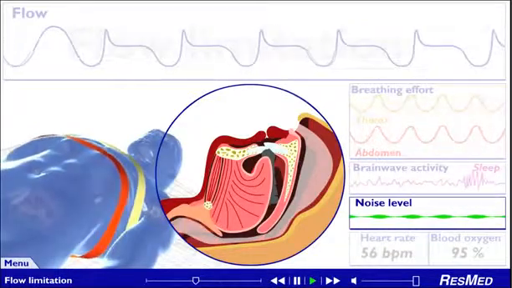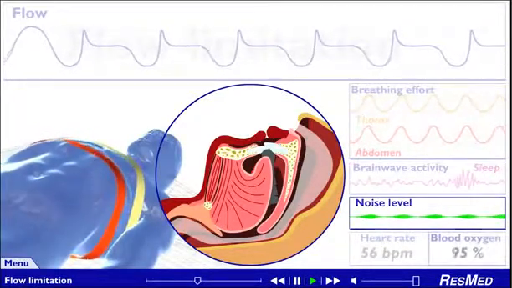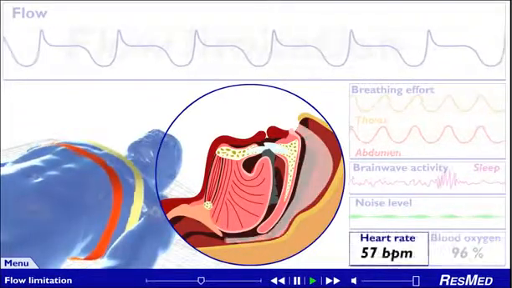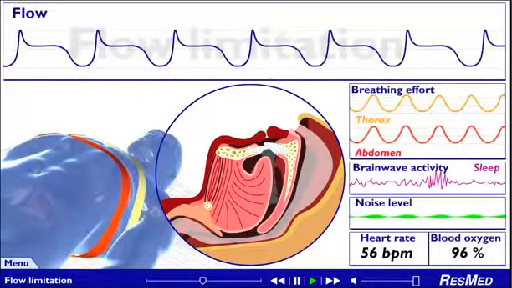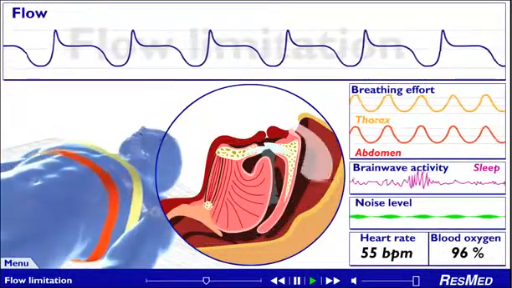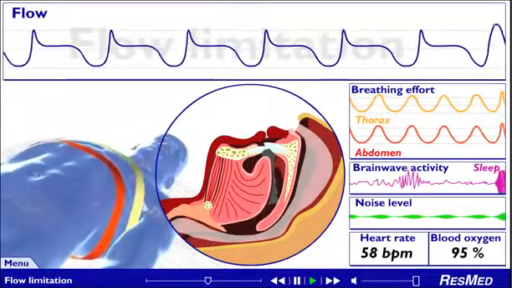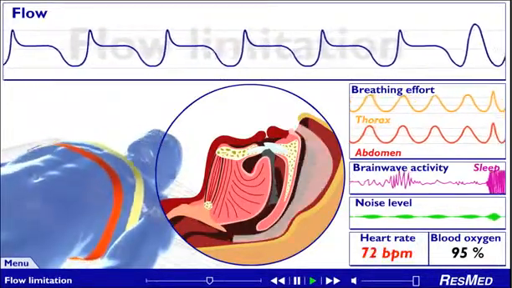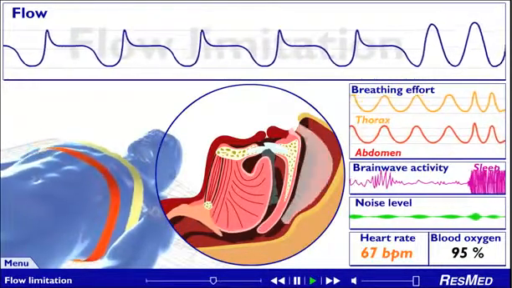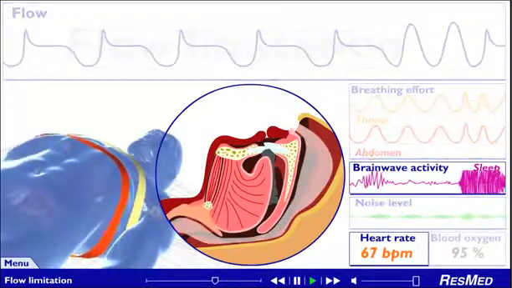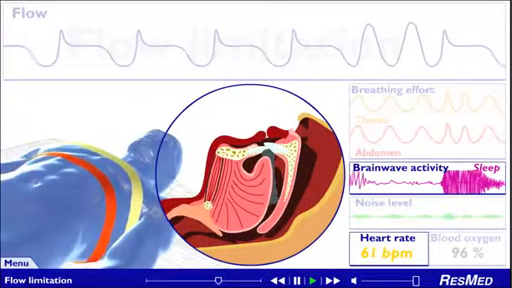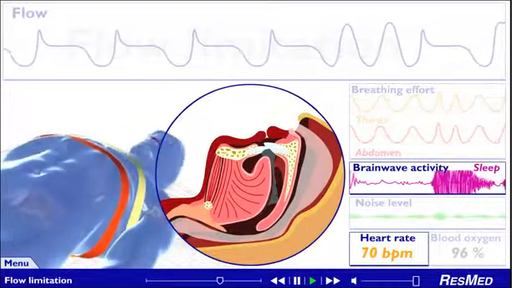From breath to breath, as flow limitation continues, the oxygen level in the blood remains quite steady and the heart rate remains fairly stable. At some point, the increased work of breathing against flow limitation may lead to an arousal. An arousal is a disturbance in the sleep cycle. This may be accompanied by some movement. There is a visible increase in brainwave activity and heart rate. Each arousal has a powerful effect on your body.